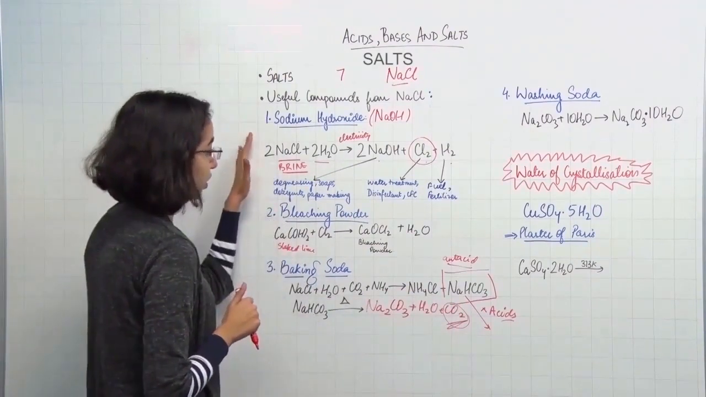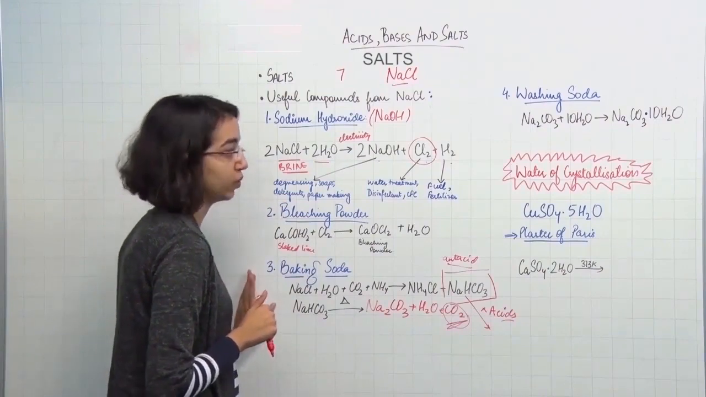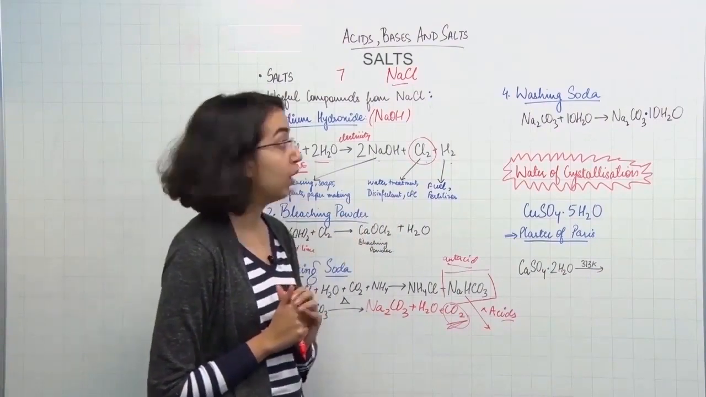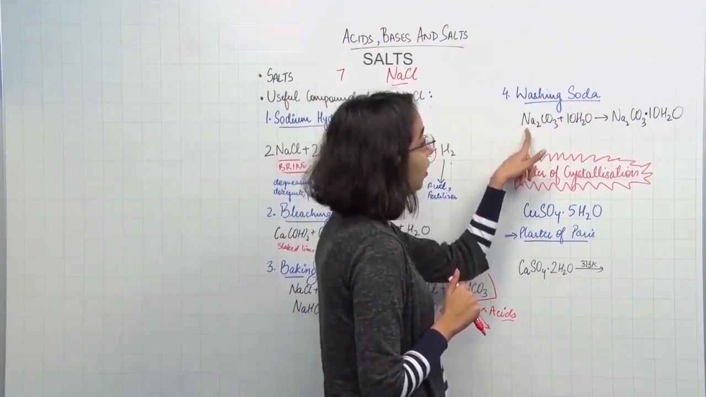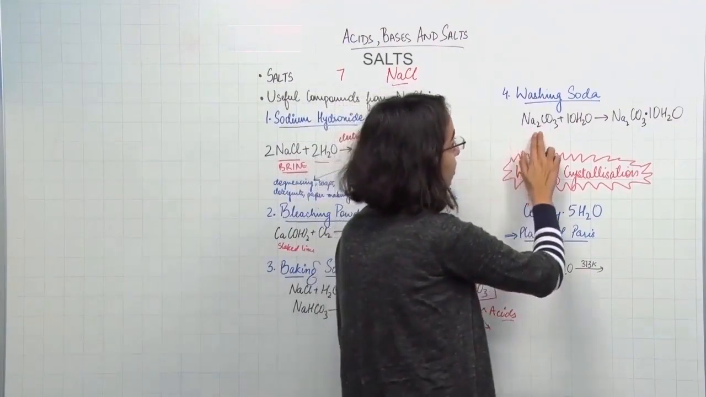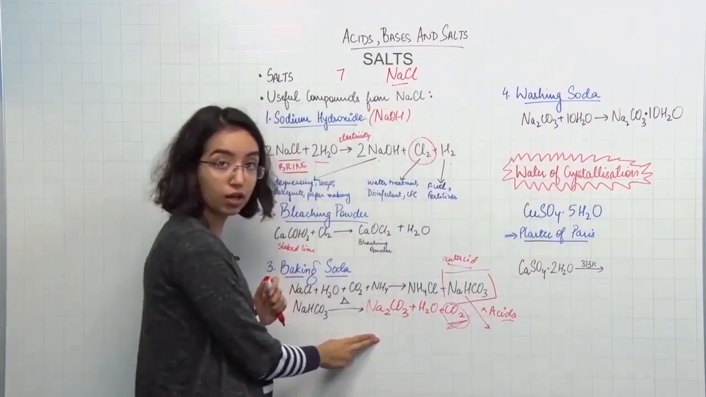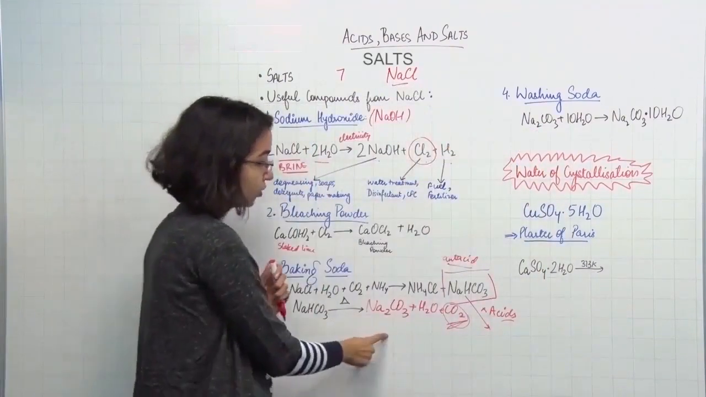So we have studied sodium hydroxide, bleaching powder and baking soda. Let's move on to the next compound, which is washing soda. Washing soda is created by interacting sodium carbonate. It was created in this reaction. So how does this come? This comes from this reaction.